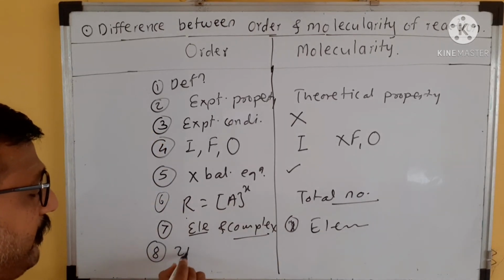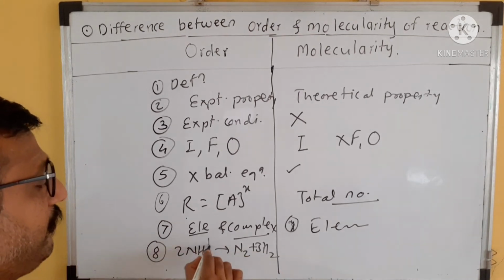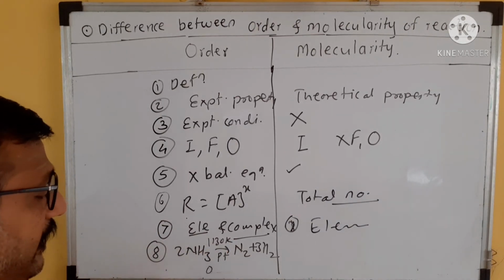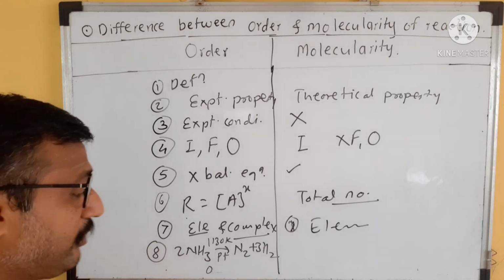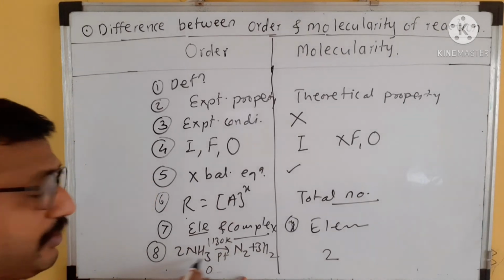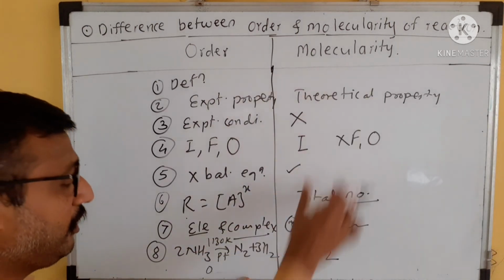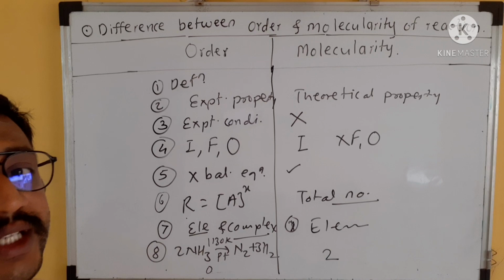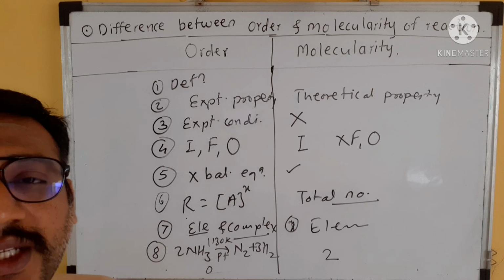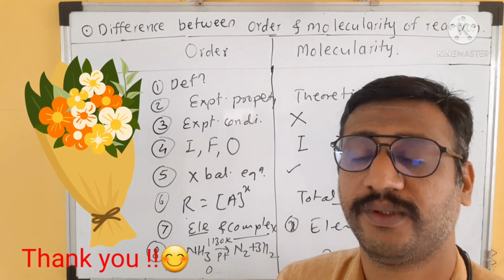The last point. For example, 2NH3 decomposes to form N2 plus 3H2 at 1130 Kelvin temperature with platinum as a catalyst. For this reaction it's a zero order reaction because the rate of reaction is independent of the concentration of ammonia. But the molecularity of the reaction is 2, because 2 molecules of ammonia are seen in the balanced chemical equation. Practically it is found that the rate of this reaction is independent of the concentration of ammonia, that's why the order is 0. So these are the major points of differentiation between order and molecularity.